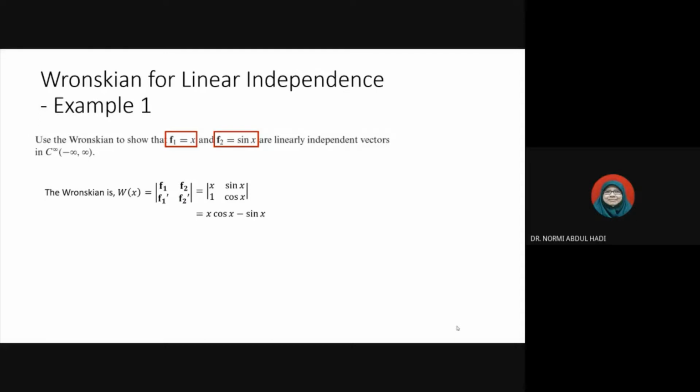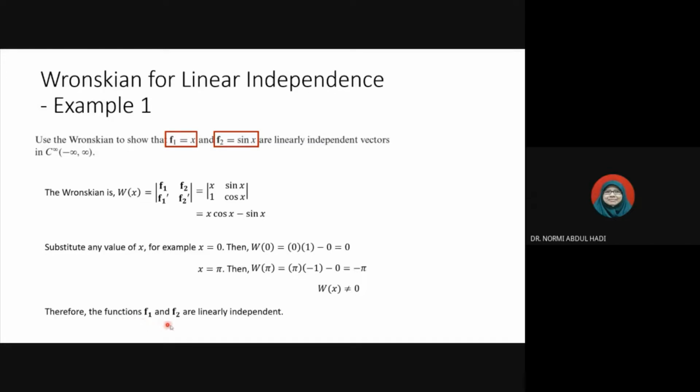So how do we decide whether this Wronskian is 0? Substitute any value of x. For example, x equals 0: 0 times cos 0 minus sine 0 gives 0. The Wronskian may have value 0 at certain points. At x equals pi, pi cos pi minus sine pi, the Wronskian is negative pi. The functions are linearly independent because the Wronskian is not identically 0. So the functions f1, f2 are linearly independent.